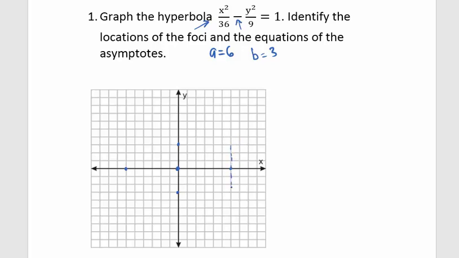We do need to draw this rectangle. It's going to make it really easy to make our graph, but it's not part of our graph. So we draw this in dotted. Alright, now what we want to do is once we get our rectangle done, now we can draw our asymptotes in here. So our asymptotes are going to travel diagonally through the corners of my rectangle. So let's see.